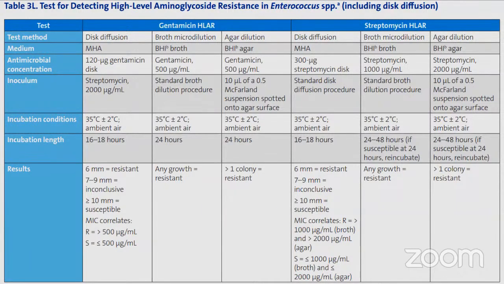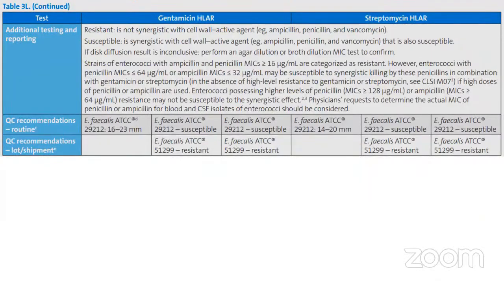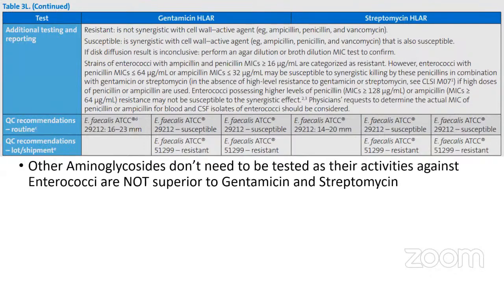They can be monotherapy for some urinary tract infections because aminoglycosides have very good concentration in the urine, so they can be given rarely as monotherapy for lower UTIs, especially caused by NDMs, many of which are only amikacin susceptible and resistant to all other antibiotics. So if you see resistance to gentamicin or streptomycin, it is not synergistic with cell wall active agents like ampicillin, penicillin, and vancomycin. So in such cases, you cannot give this treatment together.